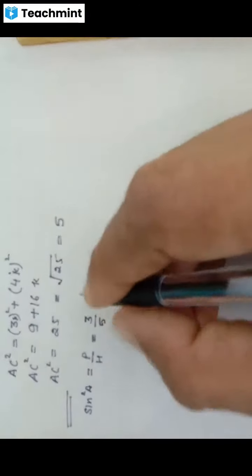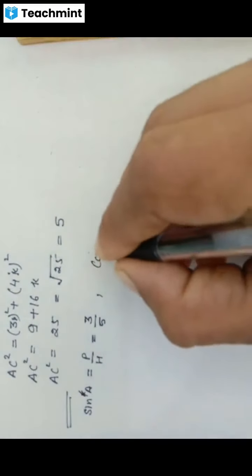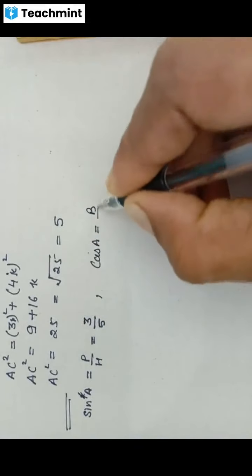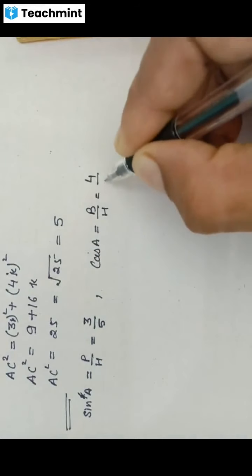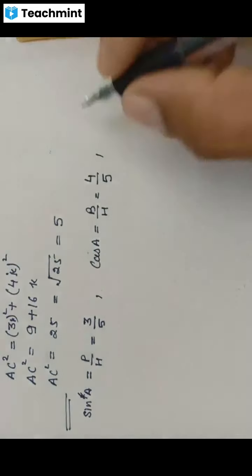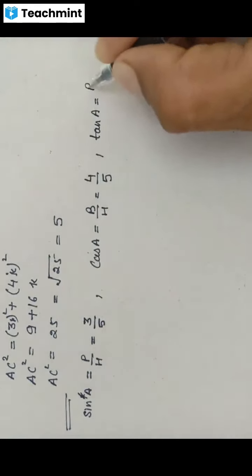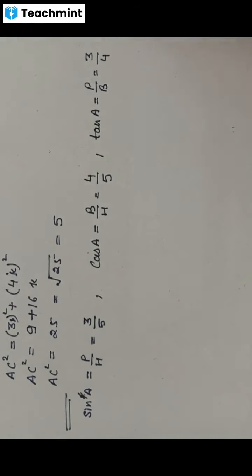Is it clear? Now cos, we will not square it. Then we say cos A. Cos is base upon hypotenuse, so the base is 4 and the hypotenuse is 5. And tan A we will take, because tan A is also required in the figure. Tan theta is perpendicular upon base, so perpendicular is 3 and base is 4. These three things are required.